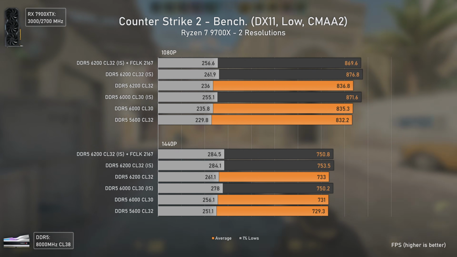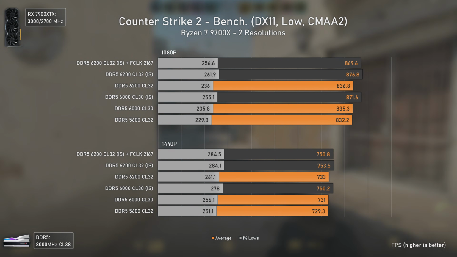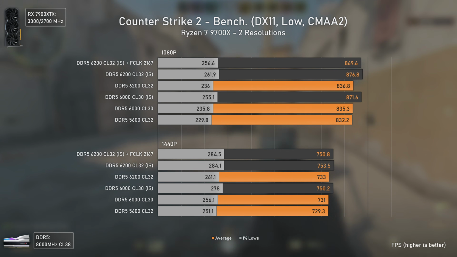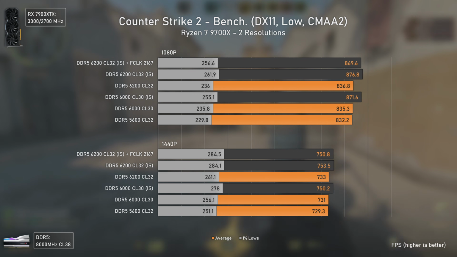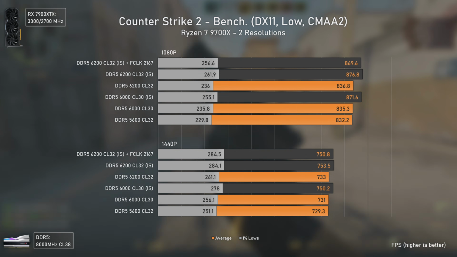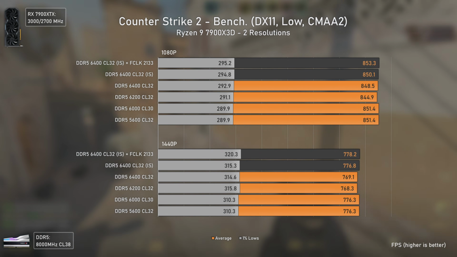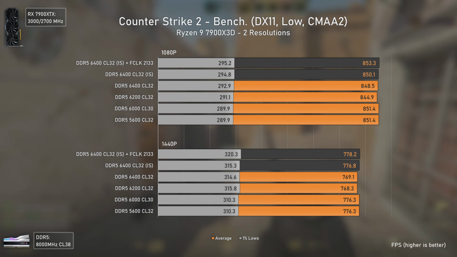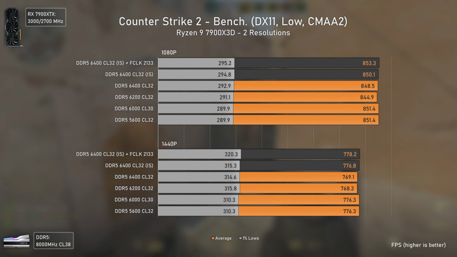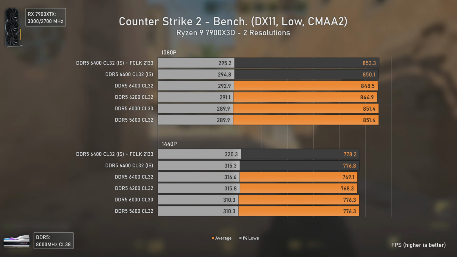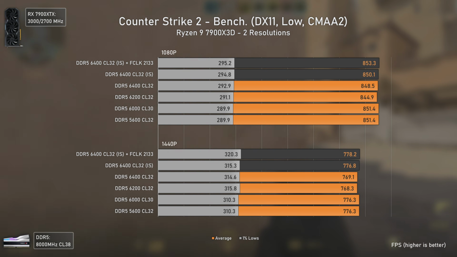Counter-Strike 2 is one of those titles where people want the maximum FPS they can get, and the Ryzen 7 9700X can deliver a good amount, delivering better performance with improved subtimings of course, but nothing really relevant I would say. And with the Ryzen 9 7900X3D, RAM frequency and timings make even less difference in this game, with the 1% lows increasing slightly at 1080p and increasing by around 10 FPS at 1440p.